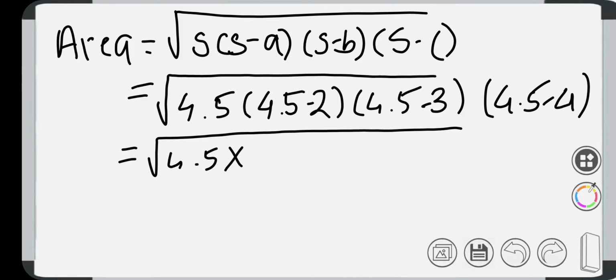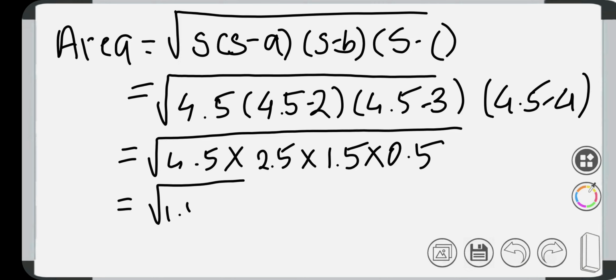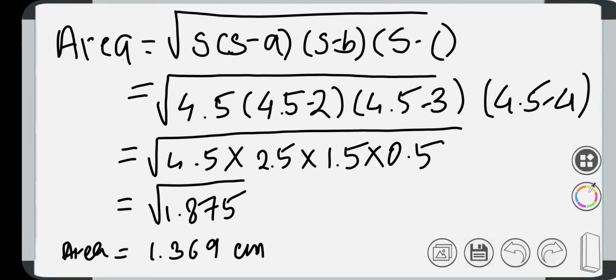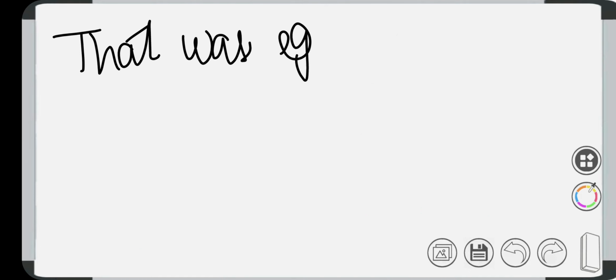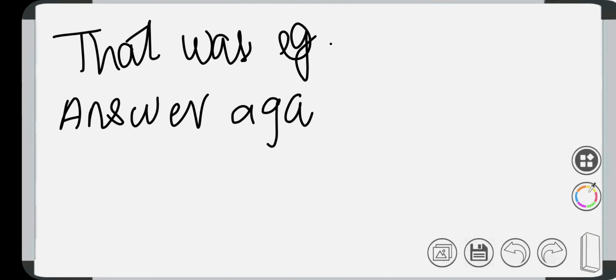Calculating it by calculator, I have considered the simplest values of sides here, so the answer is not in a simple form, as it is under a root. Calculating the square root, we will get 1.369 centimeters square. Sorry, it is written here as centimeter. Okay, sorry about that. If you want, you can take a screenshot. Now, the main answer we got from this question is that the area of the triangle is 1.369 centimeters square.